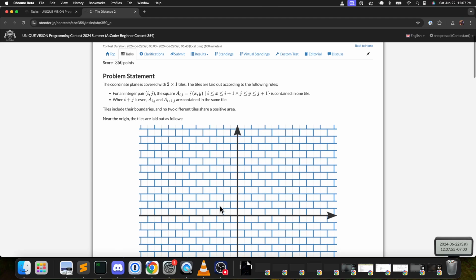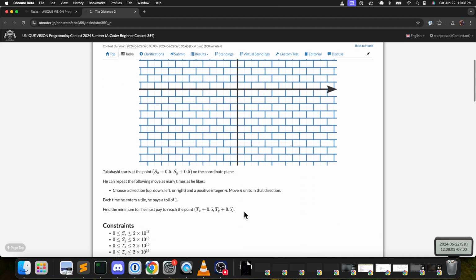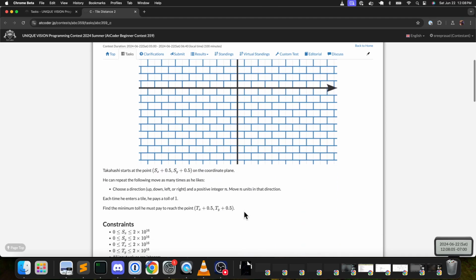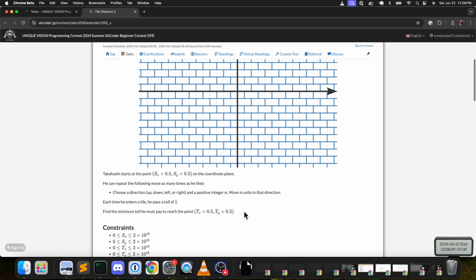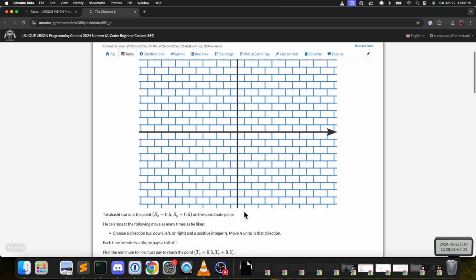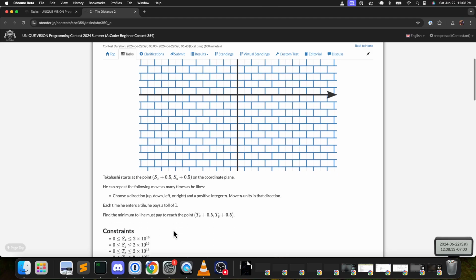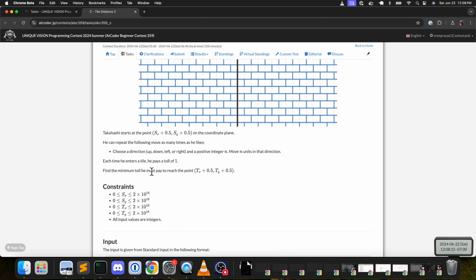You have to move from sx, sy to tx, ty. If you move through the bricks, then you have to pay a toll of 1. If you move within the brick, you don't have to pay any toll. So the question asks you to find the minimum toll you need to pay, and you can move in all 4 different directions. One small caveat is that when you say sx, sy, the position that you start from is actually sx plus 0.5 and sy plus 0.5.